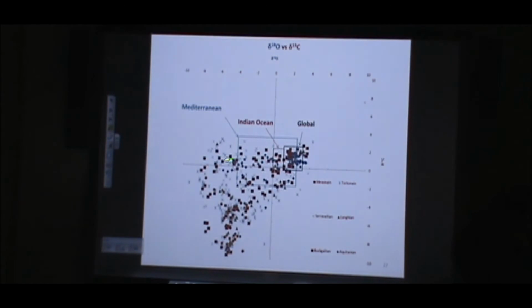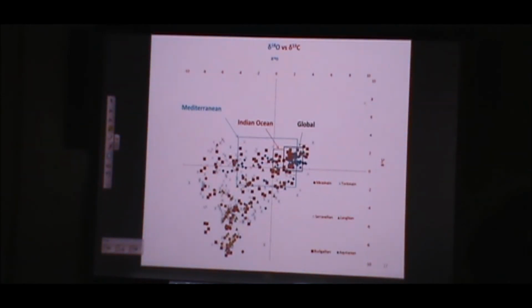But in the upper part, you find lots of the Burdigalian and Aquitanian, which is early Miocene. They are mostly enriched in both oxygen and carbon. The middle Miocenes are still enriched in carbon, but depleted in oxygen. Carbon is positive.